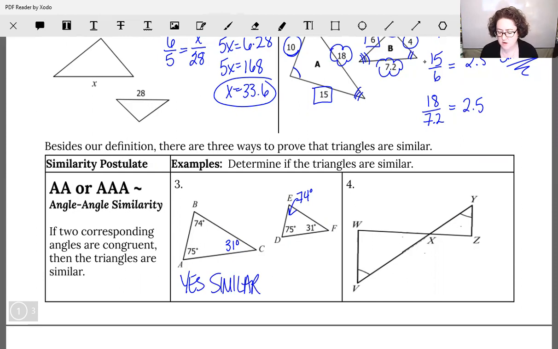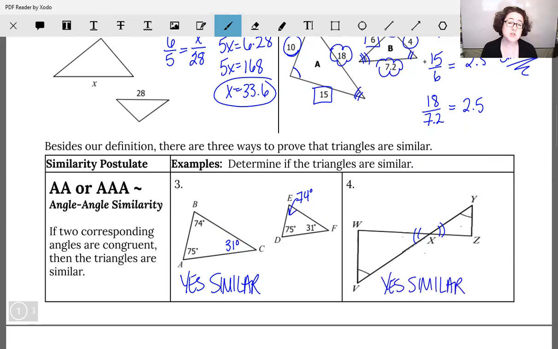In number 4, we've got another one of those bow tie diagrams. What can we always mark in terms of angles on those bow ties? We've got our vertical angles that we can mark in the middle. And with the angles that were already marked, angle V and angle Y, we've already got 2 angles that are congruent. So this one also works. So yes, similar.